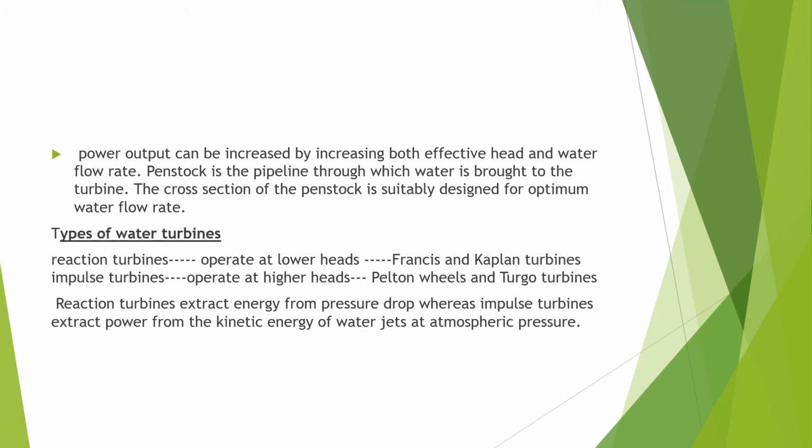So different types of water turbines are employed depending on available flow rates and water heads. Generally, impulse turbines like Turgo turbines and Pelton wheels operate at higher heads, and reaction turbines like Kaplan, Francis, etc., operate at lower heads. In an impulse turbine, power is extracted from the kinetic energy of water jets at atmospheric pressure, while reaction turbines extract power from pressure drop.